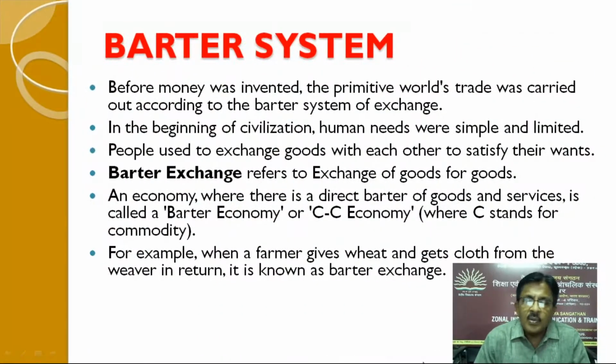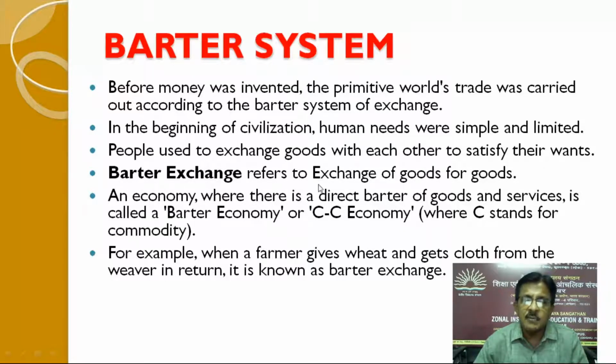Barter system. Before the introduction of money into this modern system of economy, we had the exchange process through the barter system. So what was this barter system? Let us see the explanation which I have presented in this form. Before money was invented, the primitive world's trade was carried out according to the barter system of exchange. In the beginning of civilization, human needs were simple and limited. People used to exchange goods with each other to satisfy their wants.